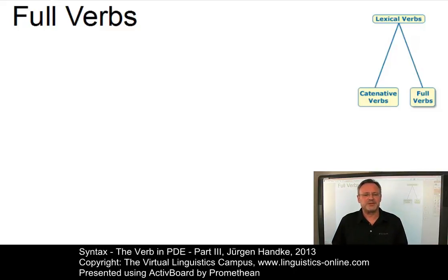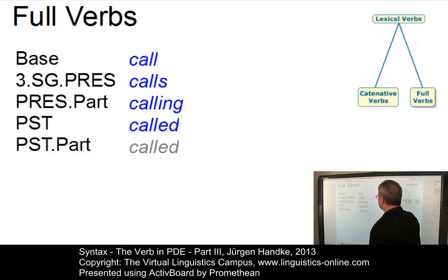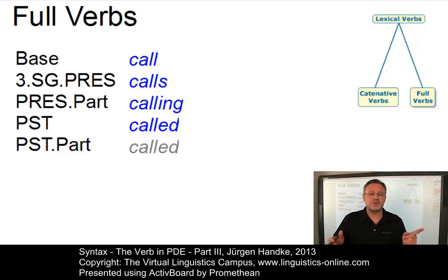In general, regular verbs have four morphological forms. Here they are. There is always a base form, call, third person singular present tense form, calls, present participle, calling, the past tense form, called, and then for regular verbs, the past participle, which is always identical with the past tense form. Now, regular verbs are called regular because if one knows their base form, all other forms can be predicted by a rule. This is a very powerful generalization, since the vast majority of English verbs belongs to the class of regular verbs.